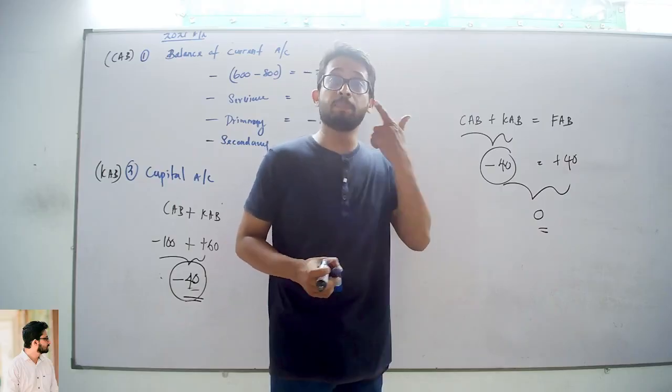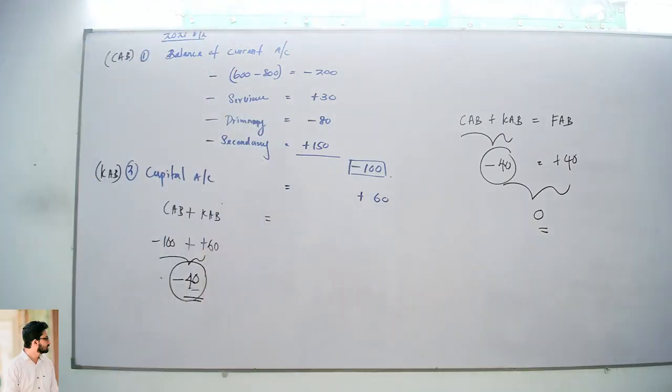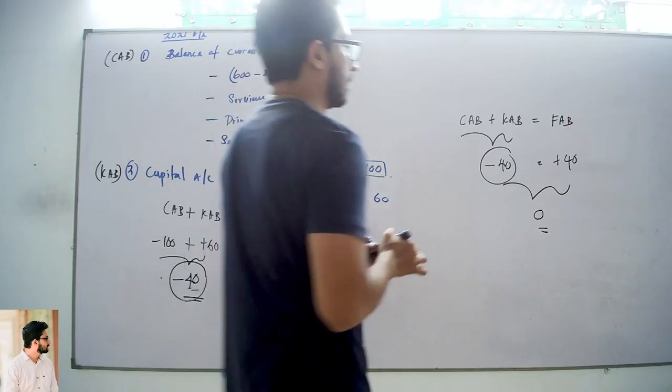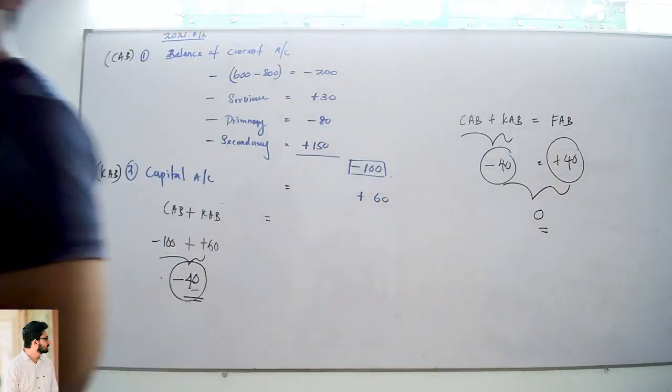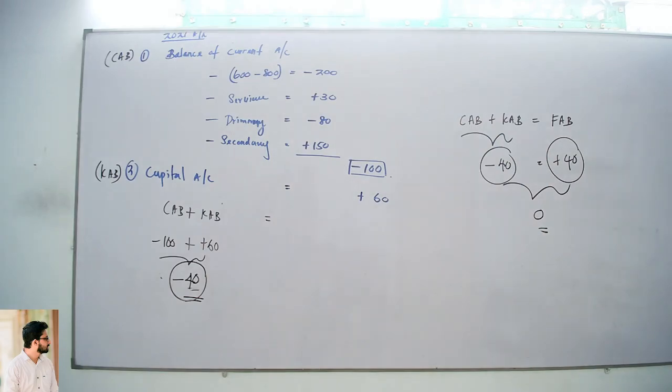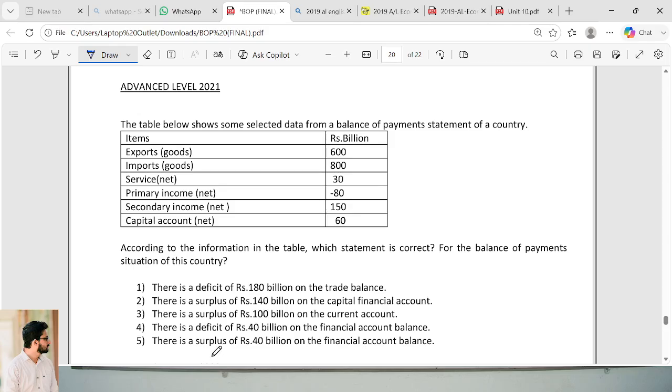Plus 40 means deficit or surplus? A plus value in the financial account. Deficit or surplus? Surplus. So remember, in the financial account there should be a surplus of 40. Did you get what I said? The answer is not the fourth one, it should be the fifth one. There is a surplus of 40 billion on the financial account, not the fourth one.